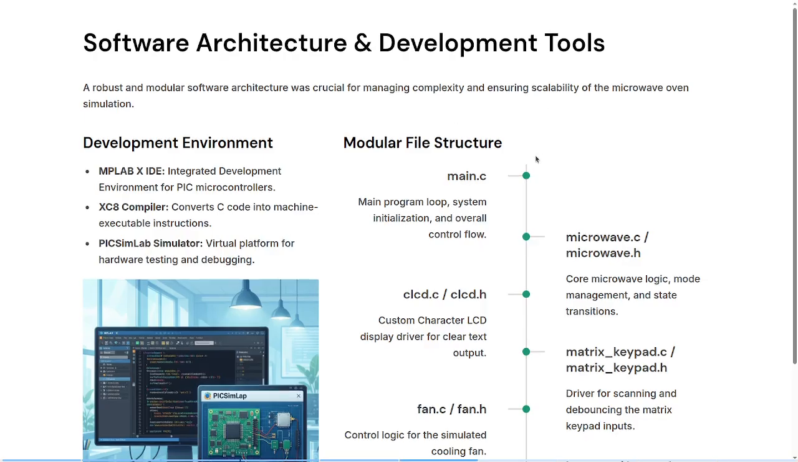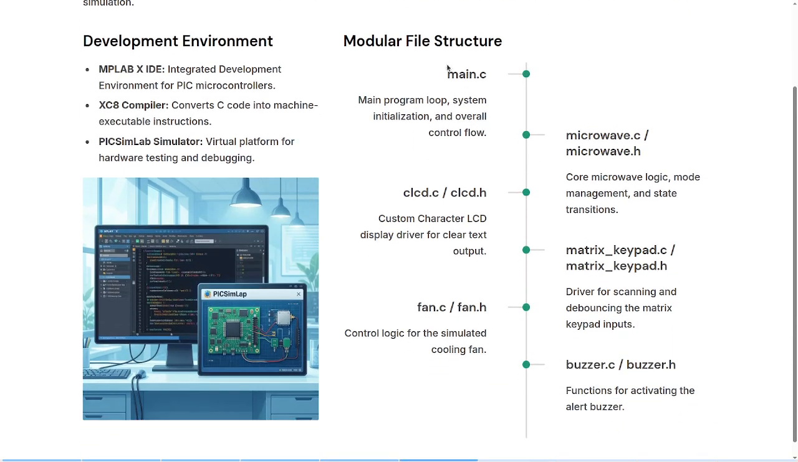Now we will see the file structure, or code structure. First, we have the main.c file. It has the main program loop, the system initialization, and the overall flow control. Then we have microwave.c and microwave.h. The C stands for the C file and the H stands for the header file. They contain the microwave logic, mode management, and state transitions.